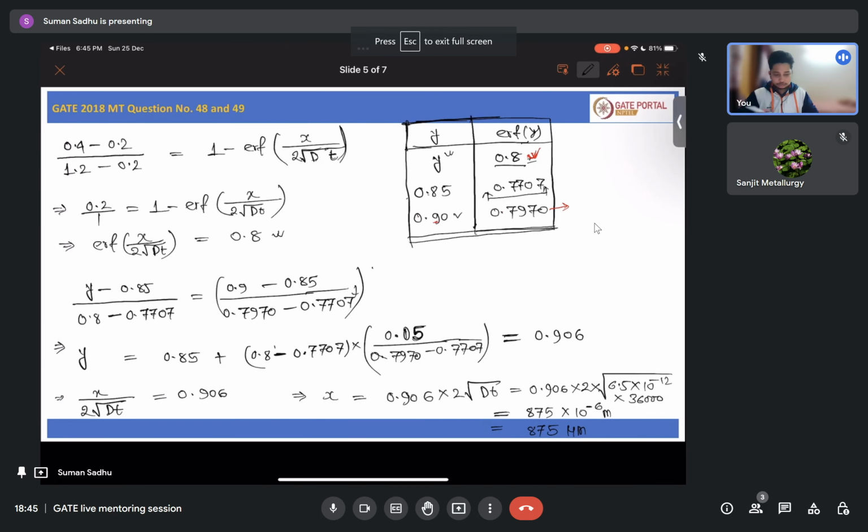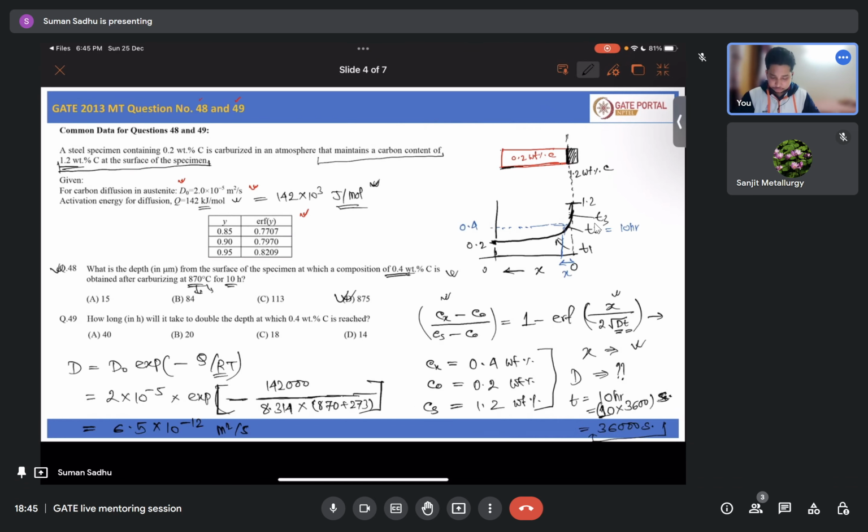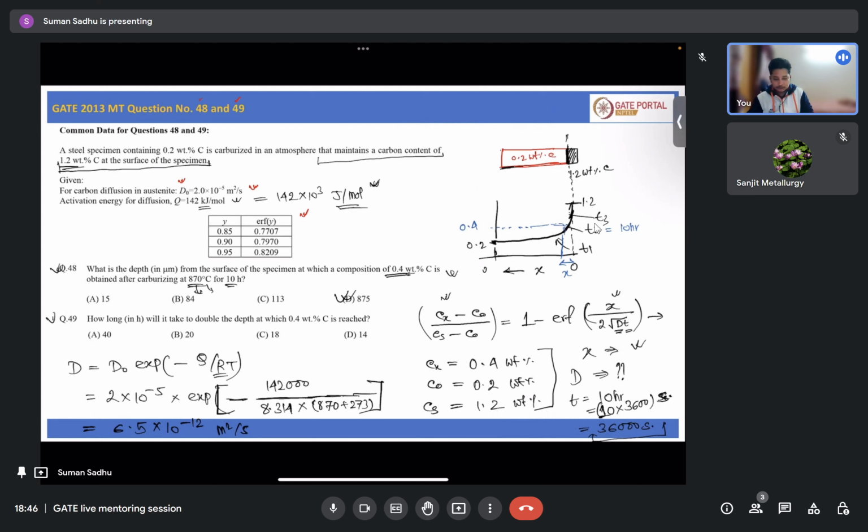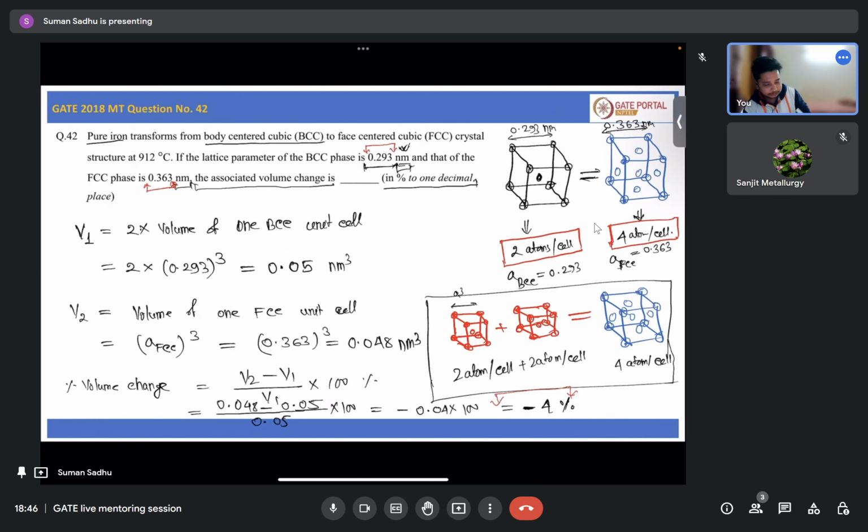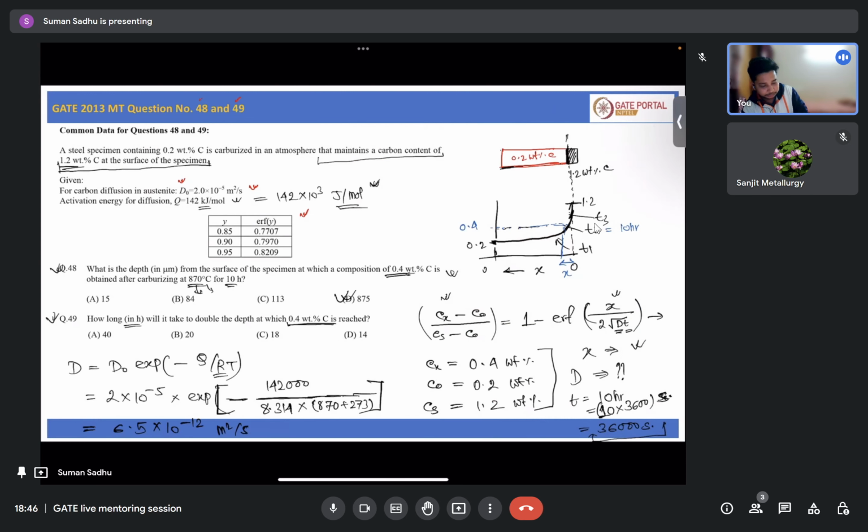Okay, so let us move to the second question. The second question is 49: how long in hours will it take to double the depth at which 0.4% carbon is reached? In this case also the concentration is 0.4, but your time is different. You have to calculate how long it will take for the same concentration, 0.4% carbon, to be there at double your depth.